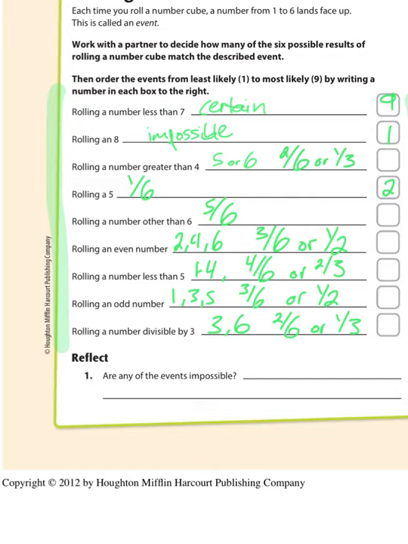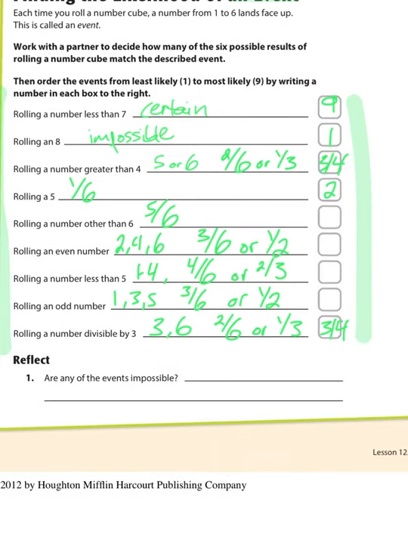And then anything with 2/6 or 1/3 will be next. So this is 3 or 4. These are tied. They're both 1/3, 3 or 4. And then the next one will be anything with 3/6 or 1/2. So that's 5 and 6, they're tied. And then next will be 2/3, so 7. And then next will be 5/6 or 8.